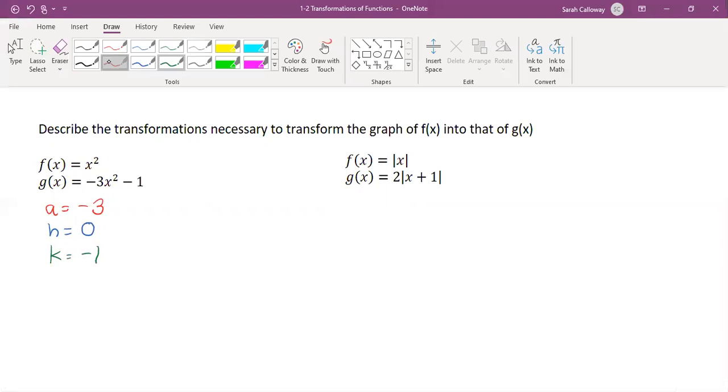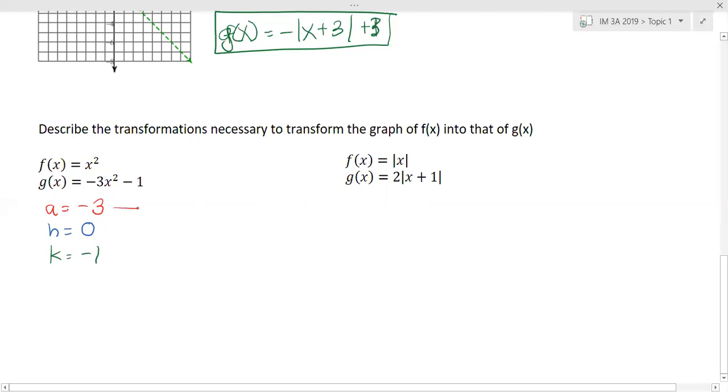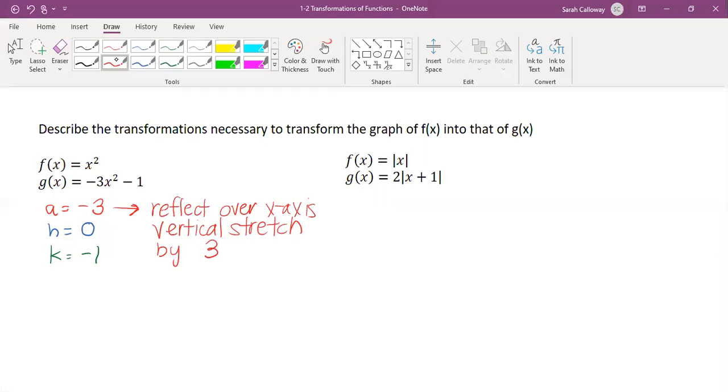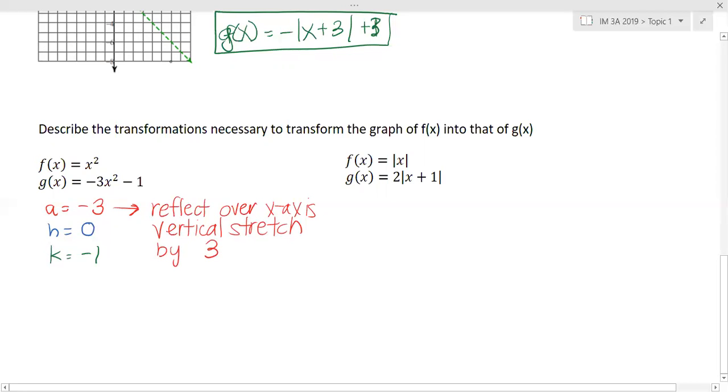So what we need to think about is what each one does. So what a does is two different things. Okay, so the negative creates a reflection across the x-axis. And then what the 3 does is a vertical stretch. And we always say that it's by a factor of that number. Since h is 0, we don't need to address that there is no left or right translation. We just say that k tells us it's translating down 1.